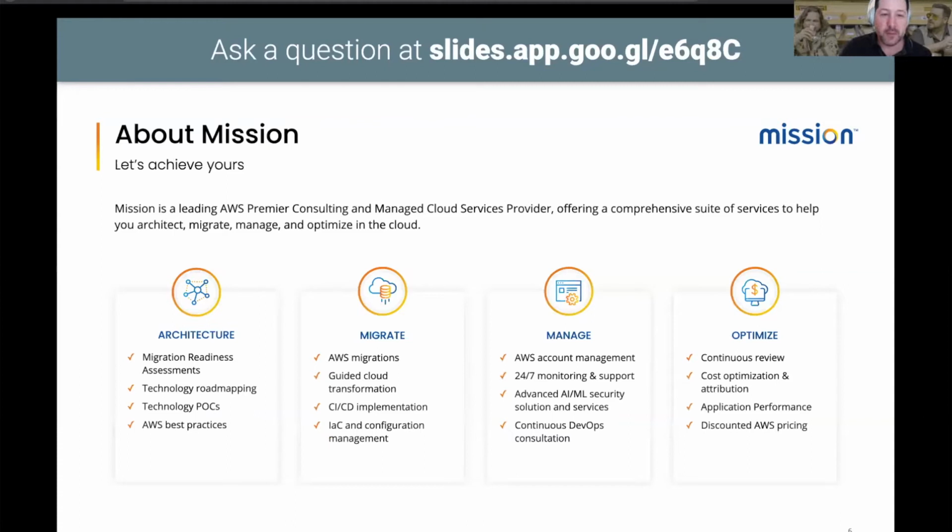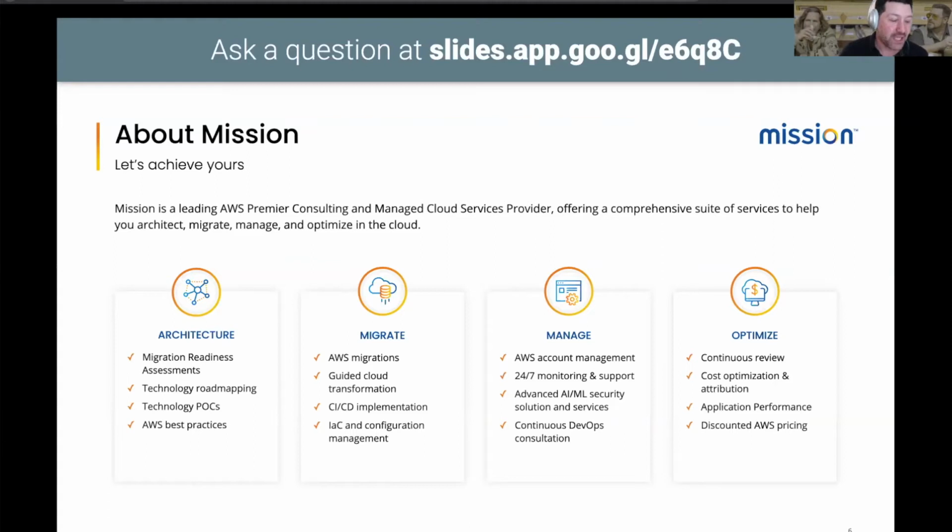So about Mission more broadly, in terms of what we do, we aim to be a one-stop shop partner for AWS. So we're not limited to just doing pure consulting projects, although that is something we do. We like to tell people that we can meet you at any place in your journey. If you have not yet migrated to AWS, we can advise you. We can do a readiness assessment for you and give you a roadmap to get where you want to go. And we can also do POCs to determine if your workloads are a good fit for AWS. Spoiler alert, they almost always are.